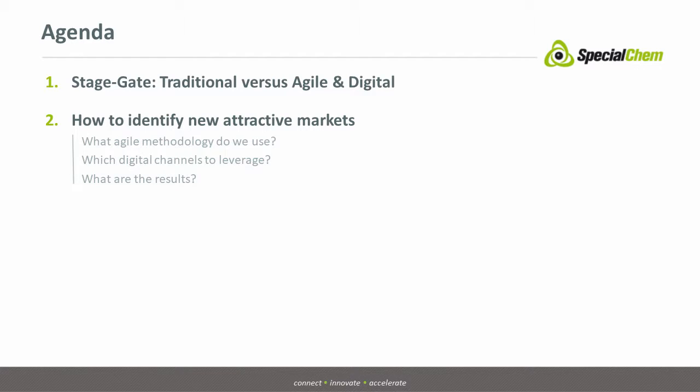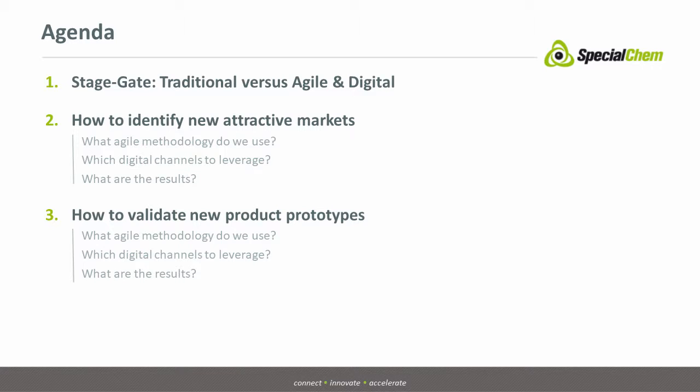To recap, in part one, we covered what a digital and agile stage gate process looked like. In the second video, we showed you how to explore new applications for a product. In the third video, we then showed how we extended to find new validation partners. And now we'd like to summarize the key takeaways for what it takes to be successful in innovating.